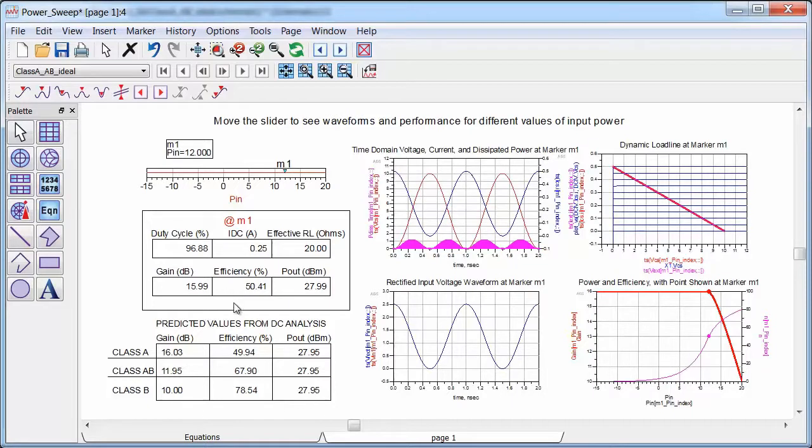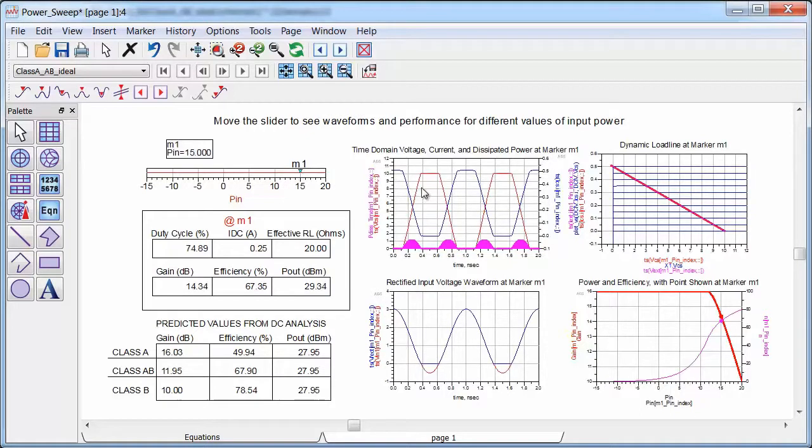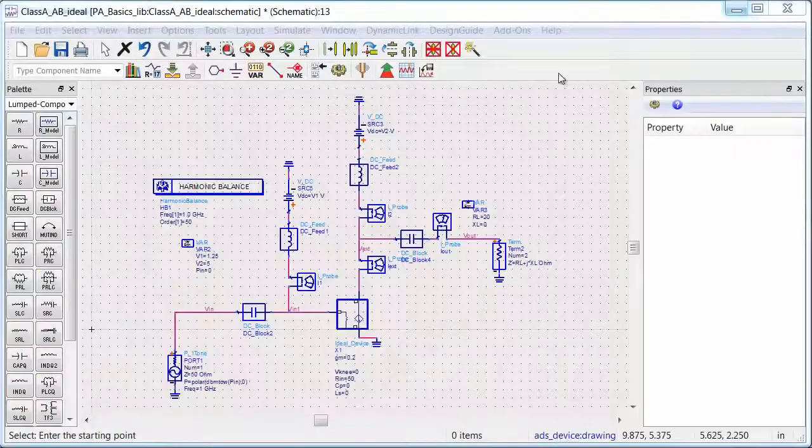And if I increase the power beyond the point where the load line hits the knee voltage, then the waveforms start to limit from the diode, and the power drops. At the input, also the signal's starting to become rectified and the duty cycle drops as well, so we're leaving Class A operation in that case. Okay, so now let's try for Class AB mode.